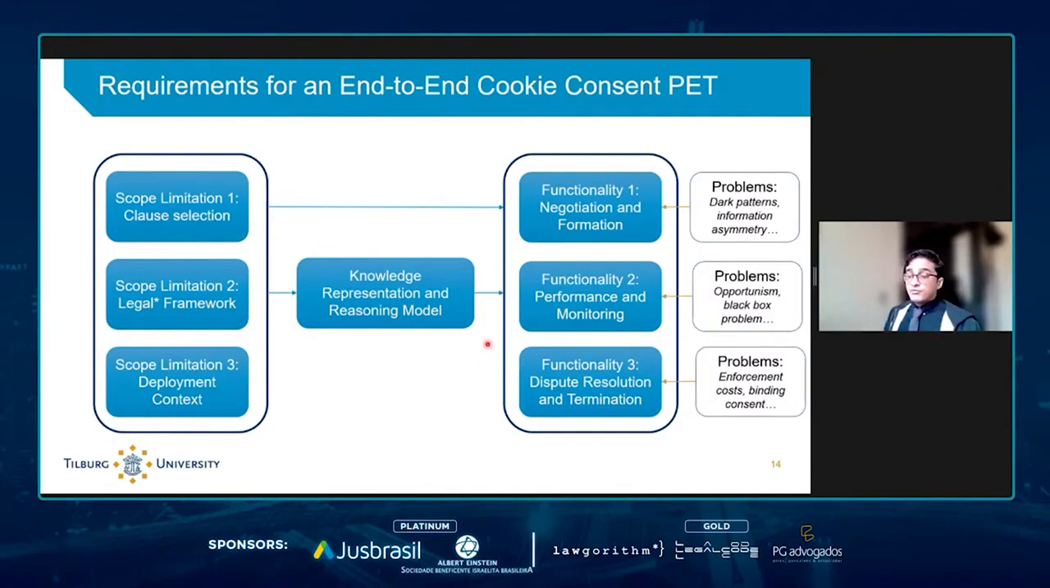In our survey of PETs, we find that there are a variety of contexts that they are deployed in. Each of these scope selections has an impact on the functionalities that they can enable, and also on the knowledge representation and reasoning model that is a prerequisite to be able to enable any of these functionalities. And finally, we would argue that such a tool needs 3 sets of functionalities that deal with each of these 3 sets of interrelated problems.